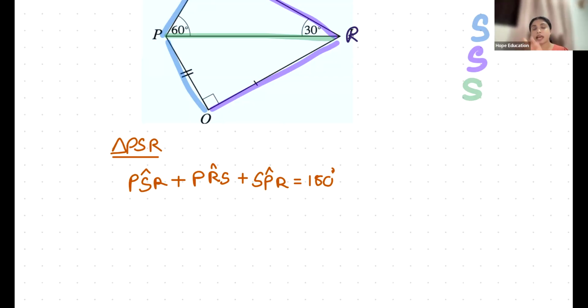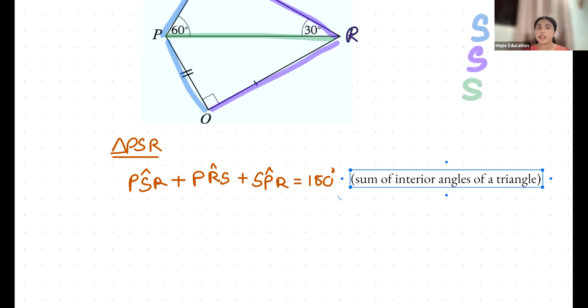So here I wrote PSR plus PRS plus SPR equals 180. I have to write a reason here. What is my reason? Sum of interior angles of a triangle. In a triangle, the interior angles, when you add them up, it is 180. That is my reason. Usually we always write a reason, okay?